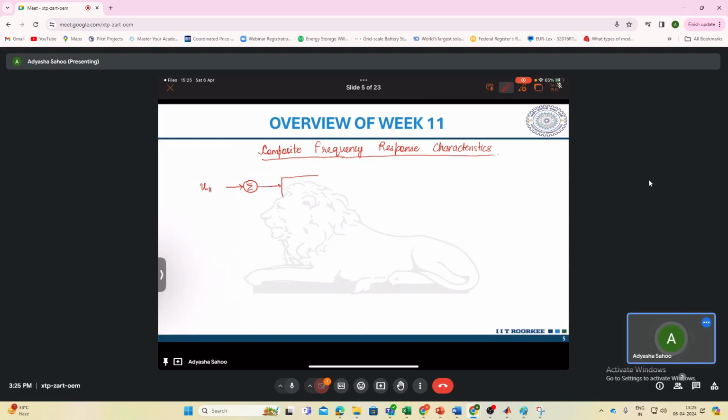first governor, 1 by 1 plus STG1, then first turbine 1 plus STT1. Let's not neglect the reheater model. Then what you will be getting here is delta PG1.